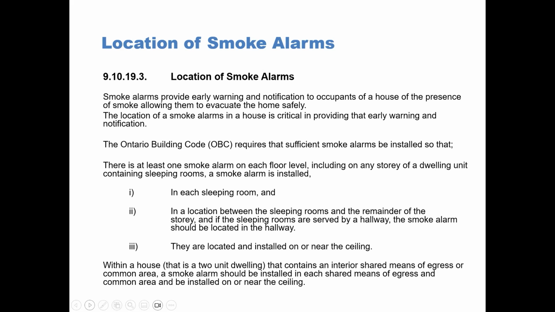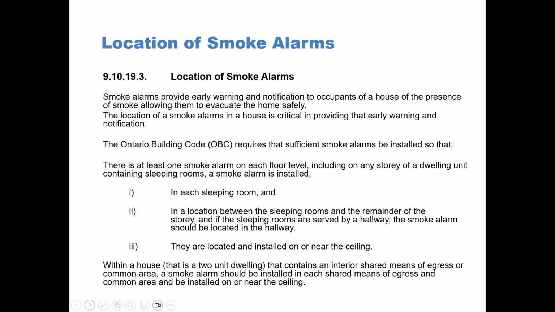A smoke alarm must be installed in each of the sleeping rooms and in a location between the sleeping rooms and the remainder of the story. And if the sleeping rooms are served by a hallway, the smoke alarm should be located in the hallway. And finally, they are also required to be located and installed on or near the ceiling.